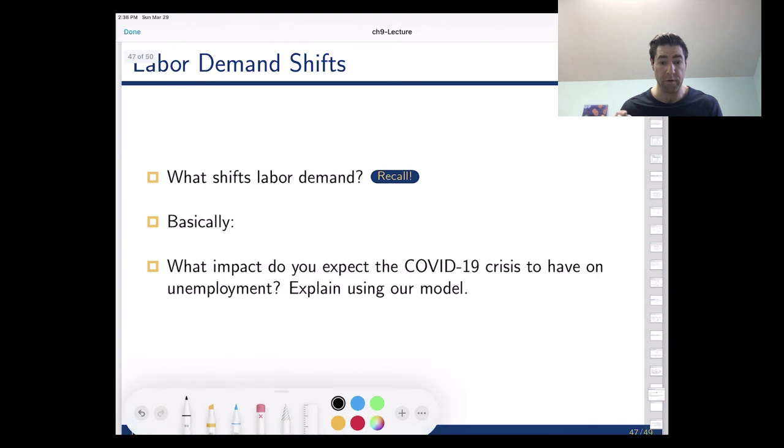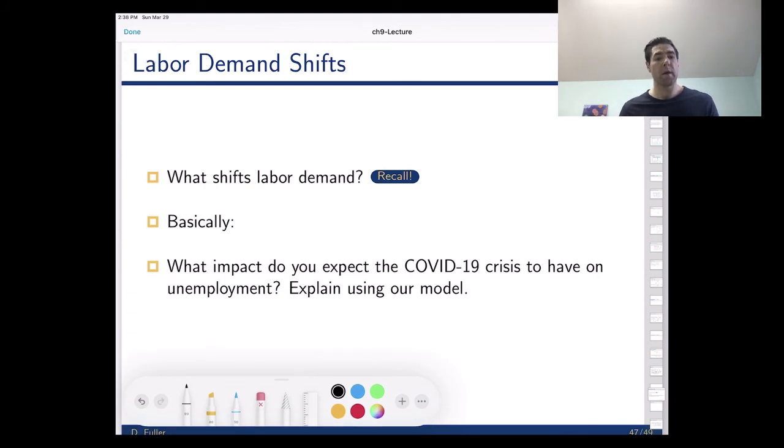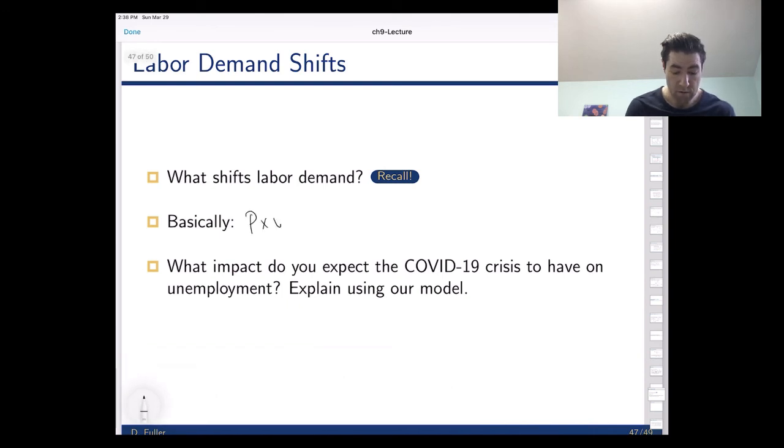And so you may ask the question, well, what is going to shift labor demand? Why did labor demand shift? Well, you can hit the button there and go back to what causes labor demand to shift, but it's really two things. It's either the price changes of the good that we're selling. Now, for the entire economy, which is what we're looking at here, there's really not much that can go on with respect to the price.